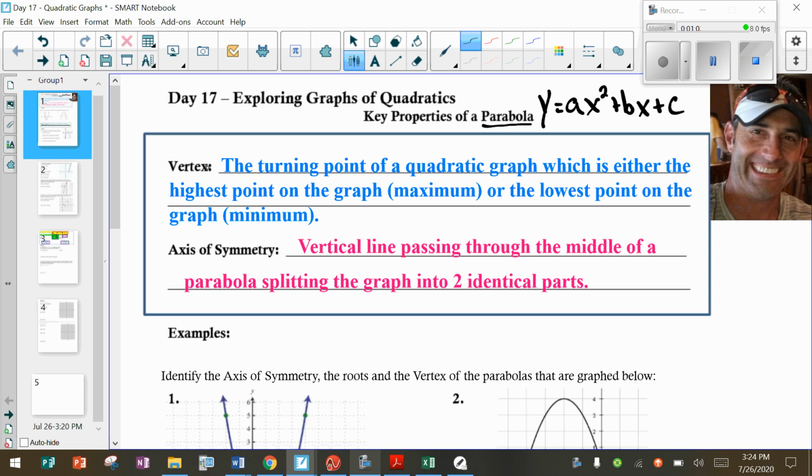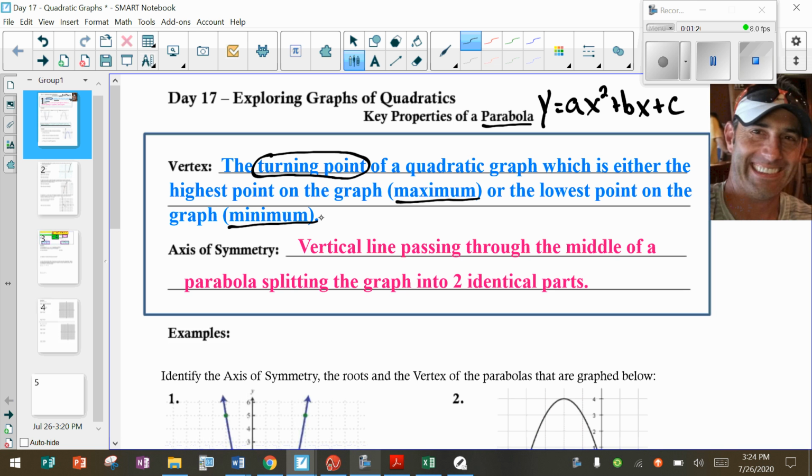So as you can see, the vertex is the turning point of a quadratic graph, or the turning point of a parabola, which is either the highest point on the graph, which would be called the maximum, or the lowest point on the graph, in which case it would be called the minimum. So the vertex is the turning point of a graph that is either a maximum or a minimum.